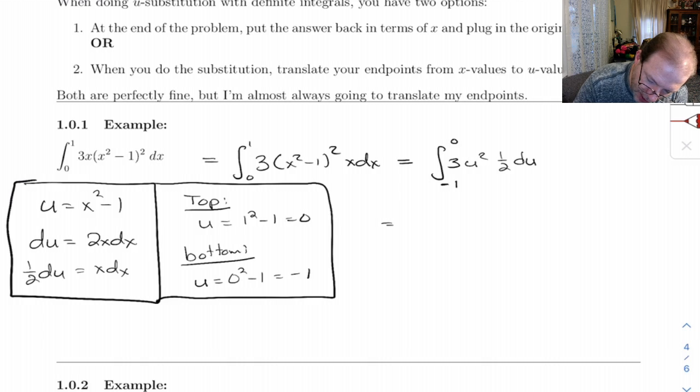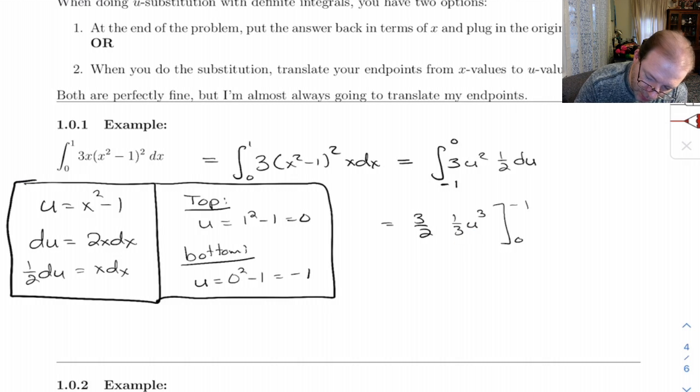So let's see, can we do that? Well, we've got 3 halves. U squared gives me 1/3 u cubed. And we're going from 0 to negative 1. Again, just let me say that. The 3 and the half come together to give you this. U squared gives you u cubed over 3.